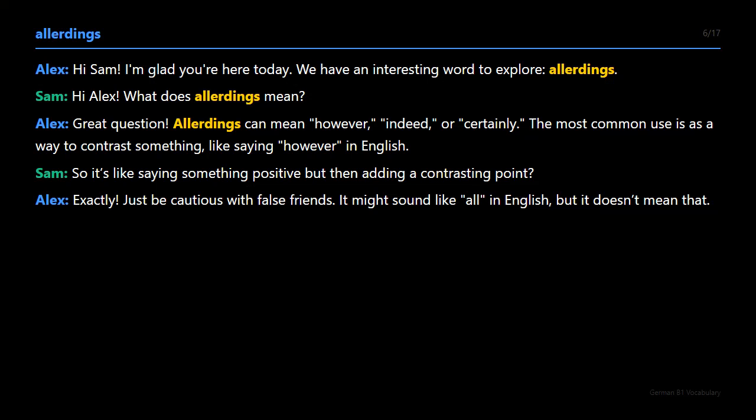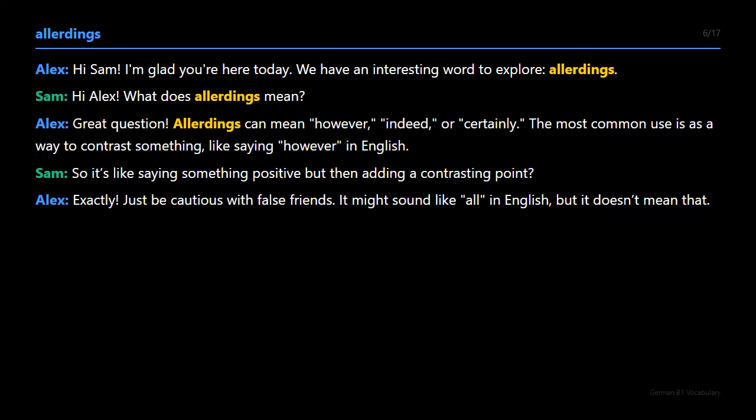Allerdings. Hi Alex. What does allerdings mean? Great question. Allerdings can mean however, indeed, or certainly. The most common use is as a way to contrast something, like saying however in English. So it's like saying something positive but then adding a contrasting point.